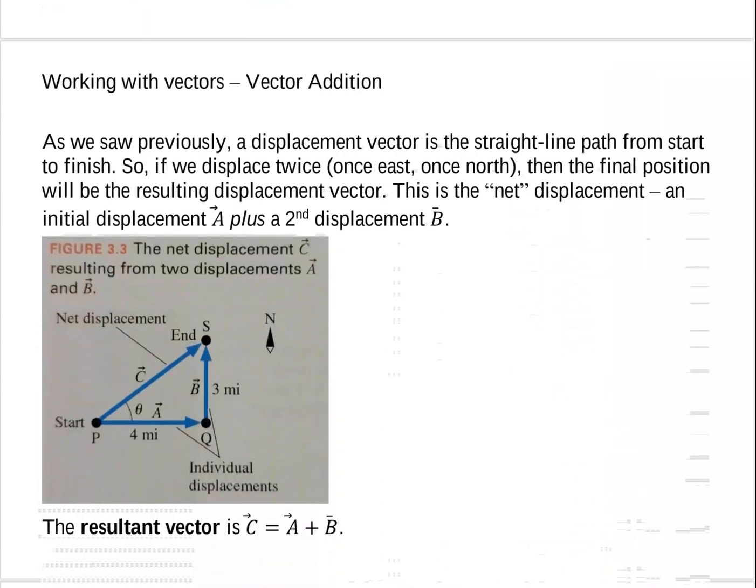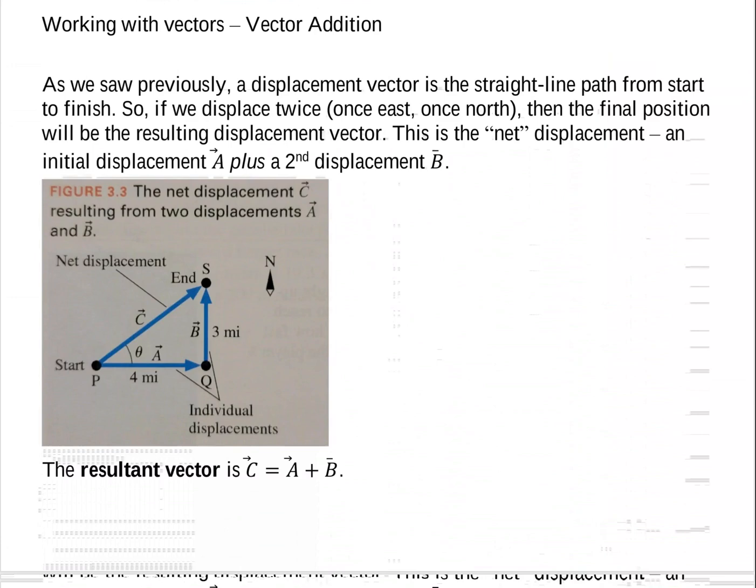Working with vectors now. So this is vector addition. We've seen this already, but we'll talk about it again. The displacement vector is the straight line path from start to finish. So if we displace twice, so first we go east and then we go north, this final position will be resulting, the displacement vector is the result. So this is called the net displacement. The initial displacement A plus the second displacement B.